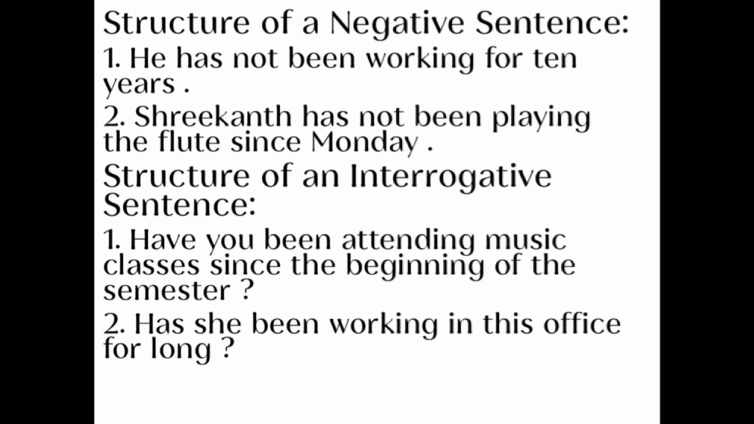Structure of a negative sentence. It includes subject plus auxiliary verb, has not been or have not been, plus present participle, the basic form of the verb plus ing, plus the time reference. The time is also given. Like here in the example, he has not been working for 10 years. 10 years is the time reference. Shrikant has not been playing the flute since Monday. So here Monday is the time reference.